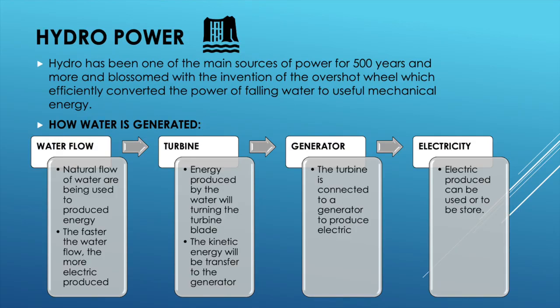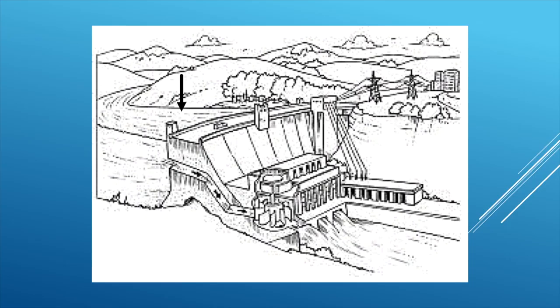Flowing water will move into a turbine. Energy from the water will turn the turbine blades, and the turbine will produce kinetic energy that will be transferred next to the generator. The turbine is connected to the generator, so the generator can convert the kinetic energy into electric energy. The generator then sends power into batteries and converters in order to send the power out, or the power can be stored. So this is an example of a dam.